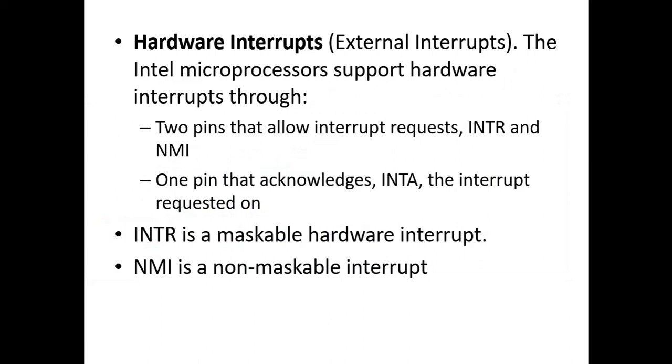Hardware interrupts are caused by an external hardware module. Hardware interrupts are generated by hardware devices when something unusual happens. This could be a key press, a mouse move, or any other action. The Intel microprocessors support hardware interrupts through two pins that allow interrupt requests. They are INTR and NMI, which we already discussed. INTR is a maskable hardware interrupt and NMI is a non-maskable hardware interrupt. If the processor accepts this request, then it acknowledges through the pin INTA.